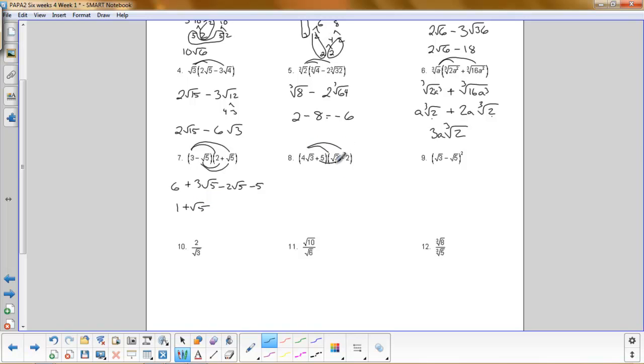Again, we get 4 times 3 minus 8 root 3 plus 5 root 3 minus 10. So combining your like terms, that's 12 and 10, so that's 2 minus 3 root 3.